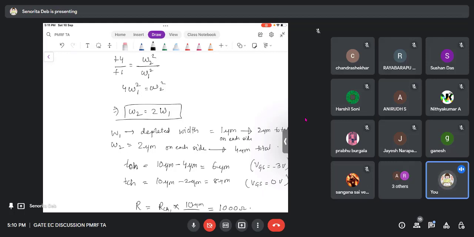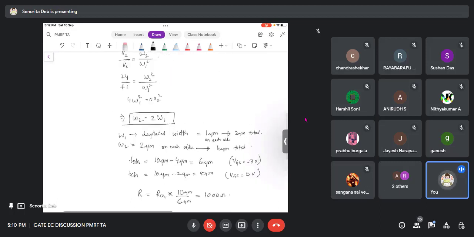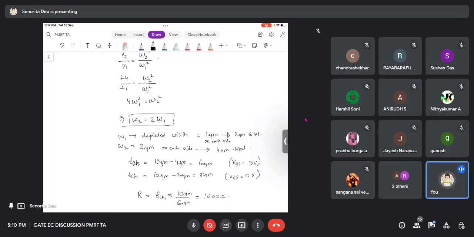They have used VGS of minus 3 cleverly only so that you should get this kind of result, W2 equals 2W1. So 2 micron here, 2 micron here, total 4 micron is now depleted. So 10 minus 4 is 6 micron. You put in the value, you get the answer. You see the channel resistance has increased. Earlier it was 600 ohms, now 750 ohms. So the actual channel resistance is 600 ohms. When VGS is 0 volt, it depletes to 8 micron, and when VGS is minus 3 volt, it depletes to 6 microns.